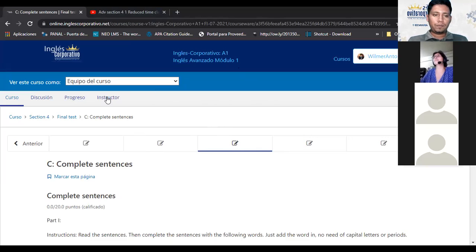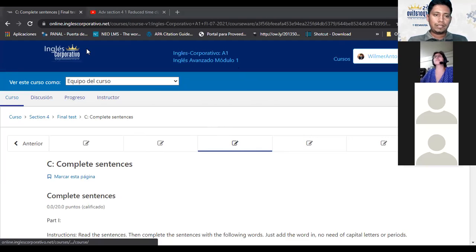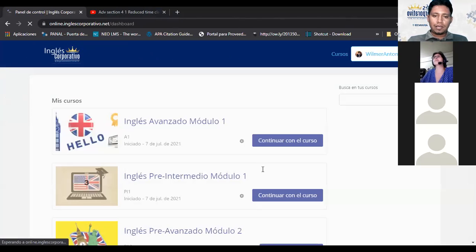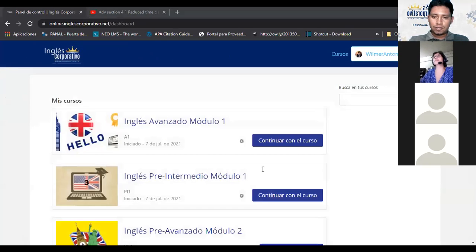Because we can't solve that problem right now, we're going to continue with the exercises that you send me. I'm seeing that some of you sent it, but some of you not.